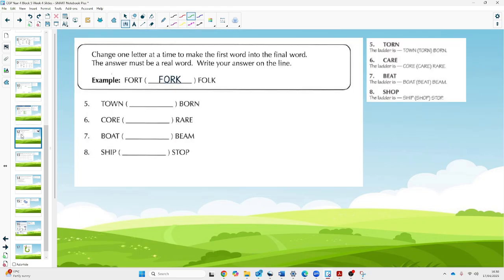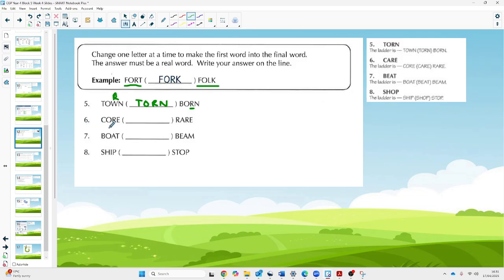Now these are really good fun. The idea behind these is you have to change one letter from the first word, and then that will create a word, and then you change one of those letters to make the last word. So remember, you're only changing one letter at a time to make the first word into the final word. So town. Now, to know what letter you might need to change, by the time we get over here, that there has become an R. So if we were to replace the W with an R, we would get the word torn. And then the letter that changes from torn to born, of course, is the T to the B.